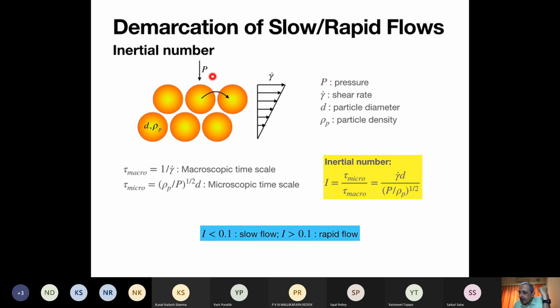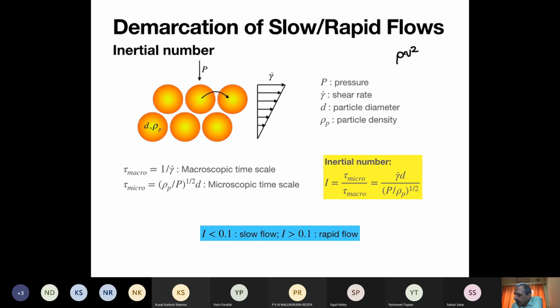And there is another time scale that is associated with those kinds of motions, and that we call a microscopic time scale. That's because of these really tiny motions that are happening because the particle is trying to fit into some gap here and there. And so based on this pressure, we can estimate that time scale. Now you'll remember that pressure has units of rho times v squared. These are the units of pressure.